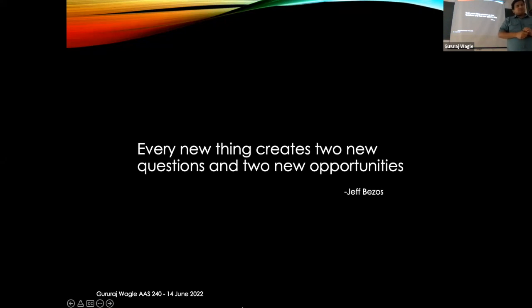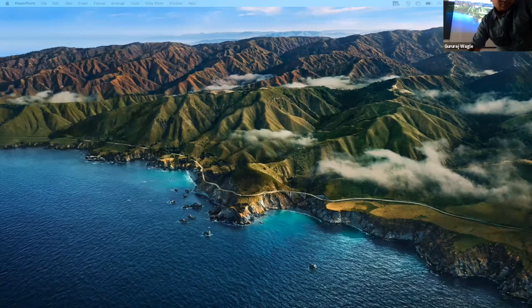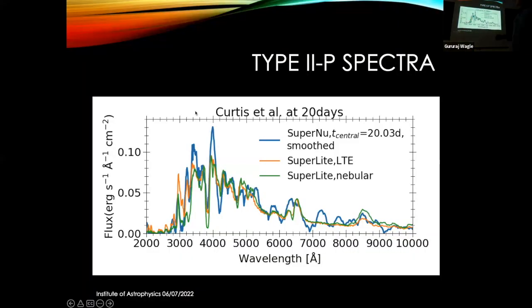There were also some differences. Can you go to the type 2P spectrum? Type 2P. Yeah. Right. So here I see some clear differences. First of all, the emission lines at 7,000 due to this line. No, it's actually a smoothing effect, but also SuperNew does not include the non-homologous effect, so it's possible that it's producing lines which are not really there at that time. It's not quite apples to apples, because their model assumes LTE, assumes homology, and all that stuff, and with SuperLite.